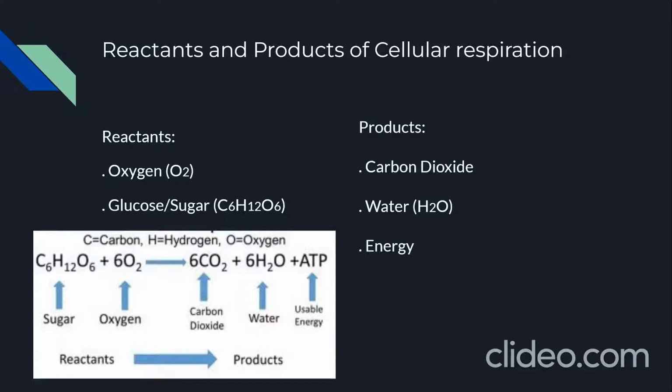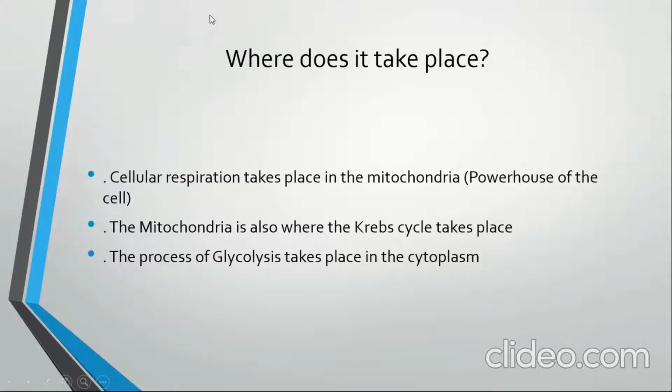Reactants and products of cellular respiration. The reactants are oxygen and glucose, and the products are carbon dioxide, water, and energy. Where does it take place? Cellular respiration takes place in the mitochondria, the powerhouse of the cell. The mitochondria is also where the Krebs cycle takes place. The process of glycolysis takes place in the cytoplasm.